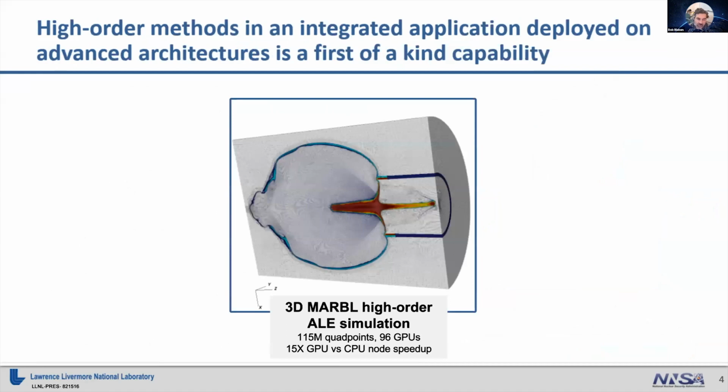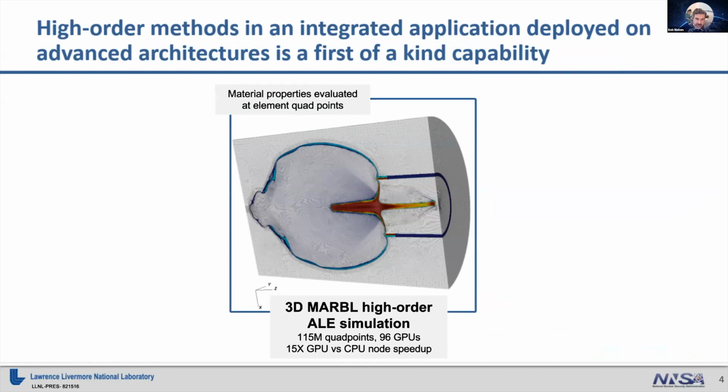So we believe MARBL represents a unique capability. Here's an example of a 3D higher order ALE simulation. This is around 115 million quadrature points run on 96 GPUs. And as I'll show throughout this talk, as a result of a lot of hard work, we are able to get up to 15x GPU versus CPU node speedup.